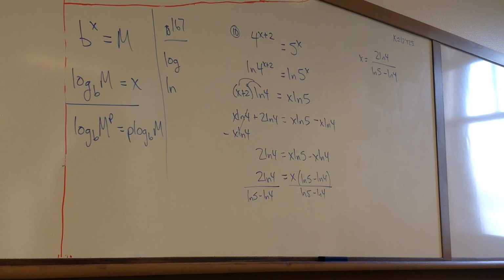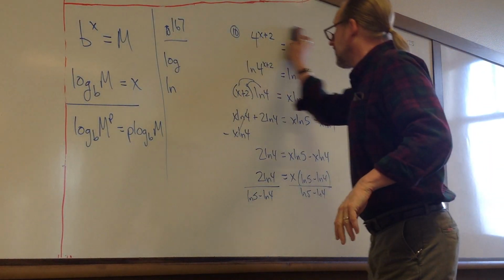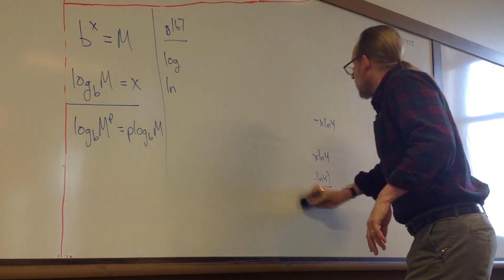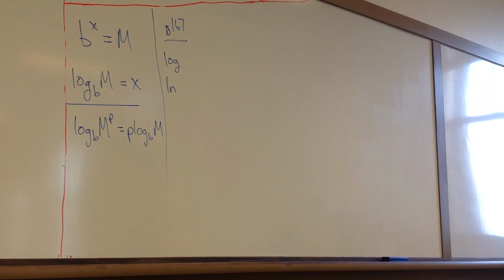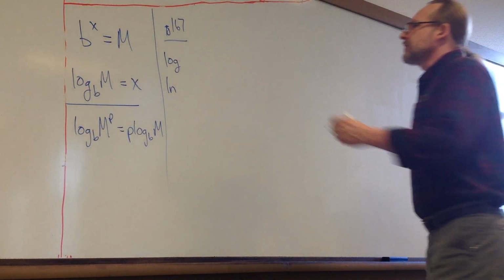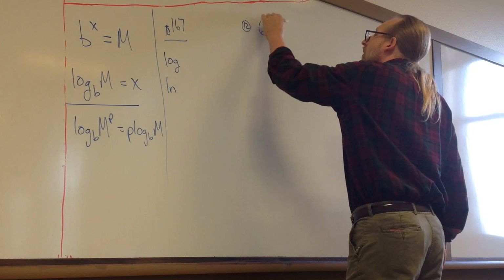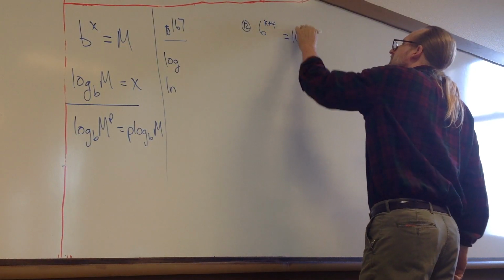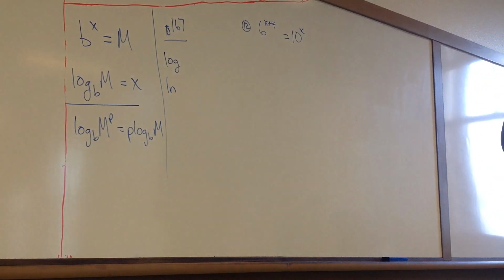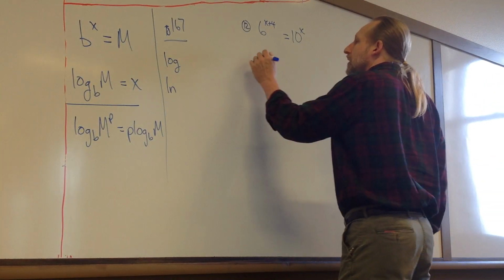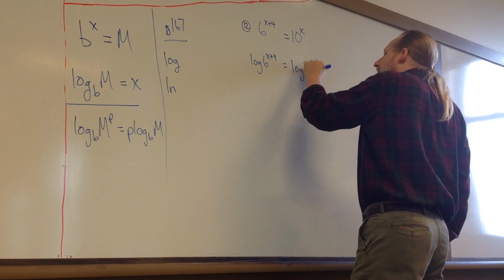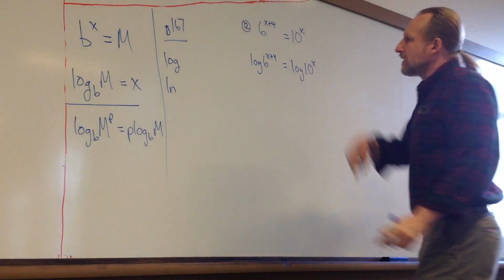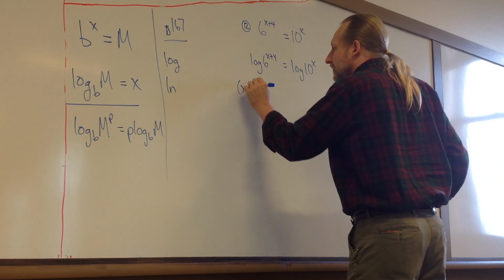All right, let's look at one more problem here, problem 12. 6 to the x plus 4 equals 10 to the x power. Let's see, I'll use log base 10 again. Log of 6 to the x plus 4 equals log of 10 to the x. Then we can bring the exponents down in front.